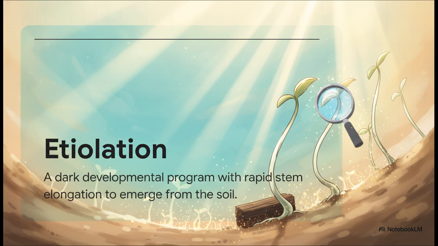If you've ever lifted up a board in your backyard and seen a pale, spindly, almost ghostly sprout, you've witnessed this firsthand. It's a desperate, rapid, upward sprint. The seedling is literally burning through its limited seed reserves to rapidly elongate its stem, trying to break through the dirt and find the light before it completely runs out of energy.